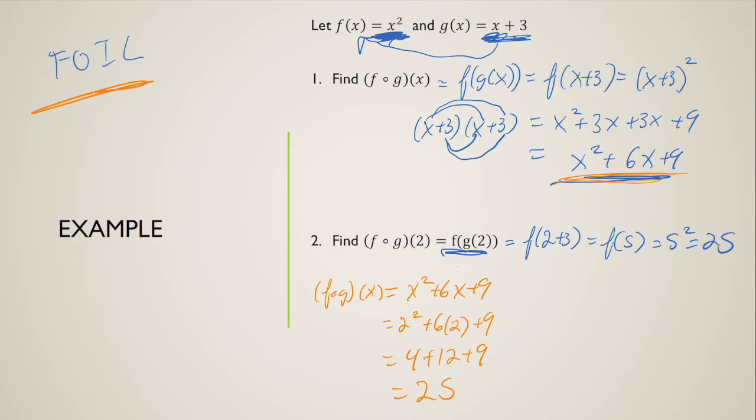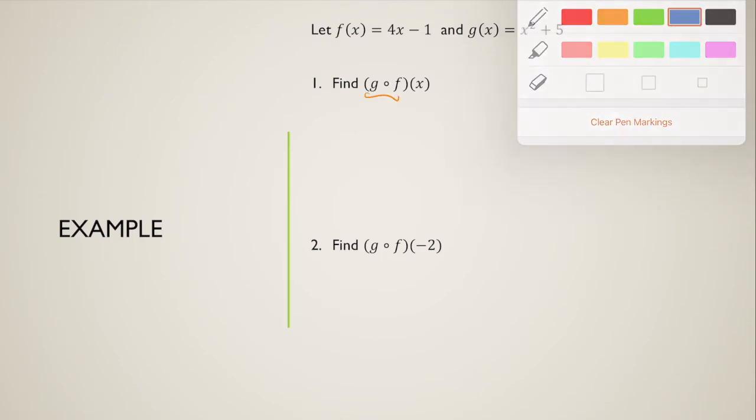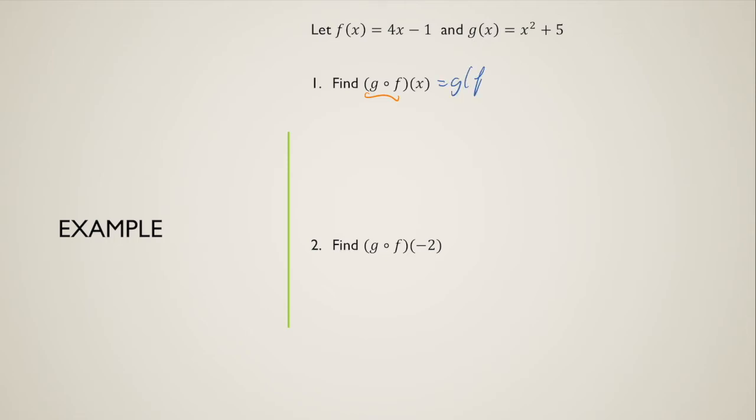Let's work through another example. If I have f of x is 4x minus 1, and g of x is x squared plus 5, I want to find g composed with f of x. That means I want to take g of f of x, and I really enjoy rewriting it this way because it shows me how the substitution is going to work. That's going to give me g of 4x minus 1.